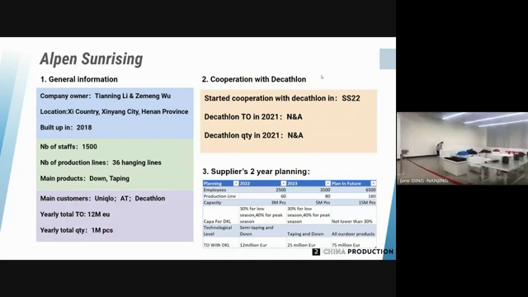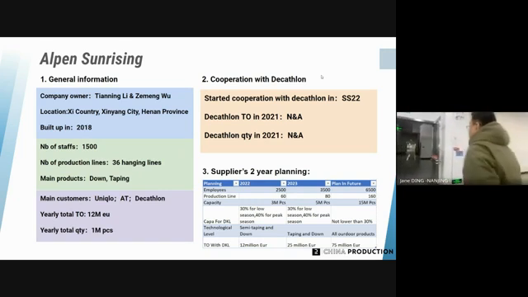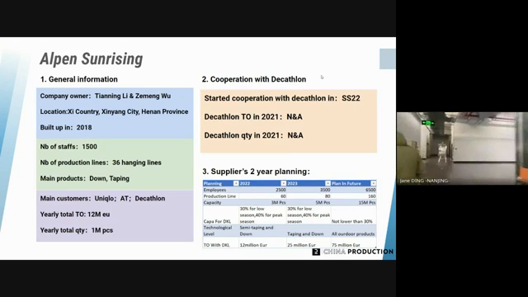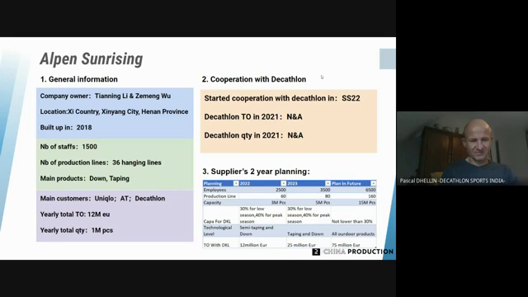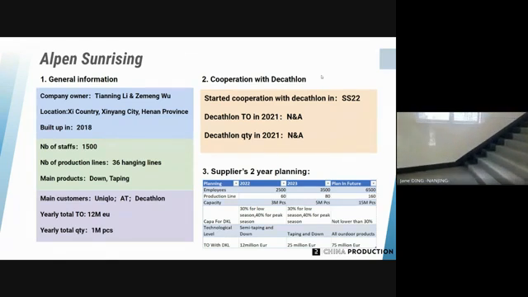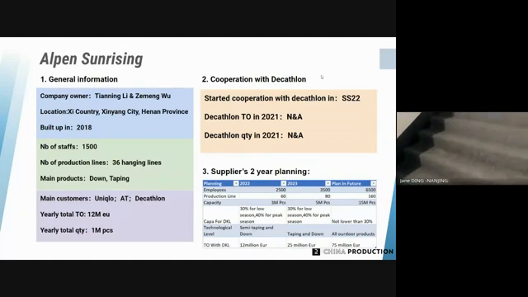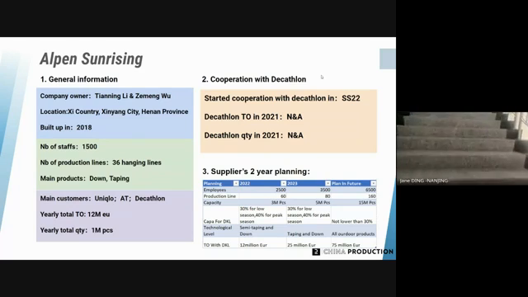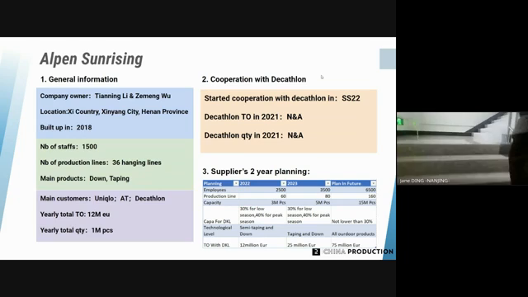Okay, so next we'll go upstairs, and along the road, I invite Mr. Li to give a brief introduction about the site, and you can even see this information in the PPT. Currently, in this site, there are around 1,500 workers, and we have 36 production lines, mainly producing taping and down and taping products.